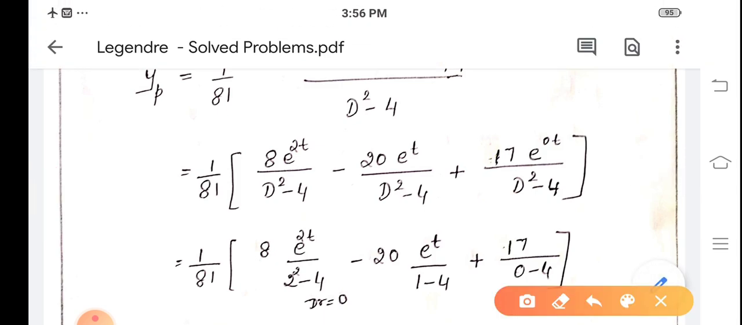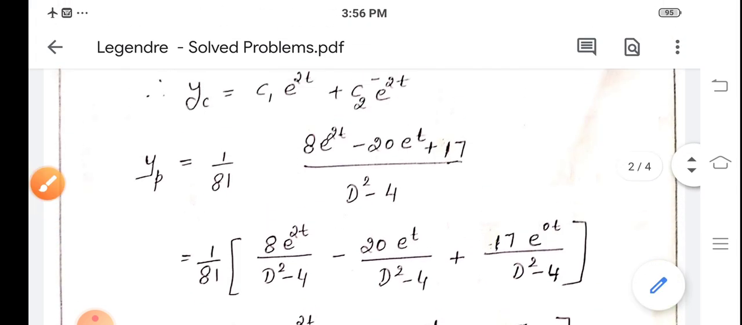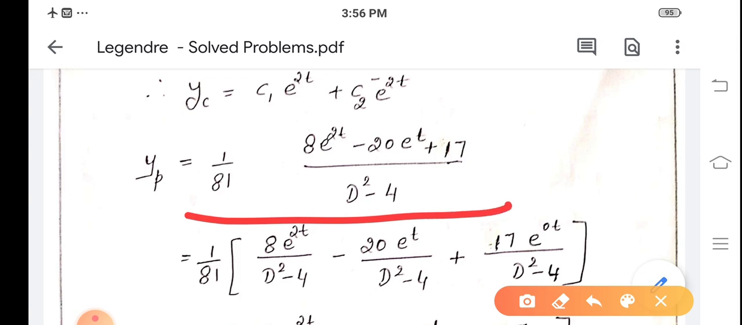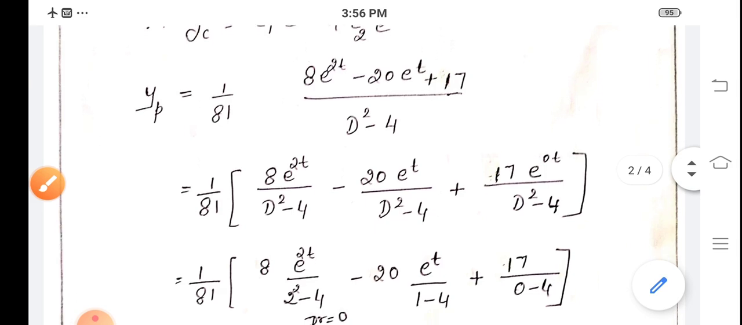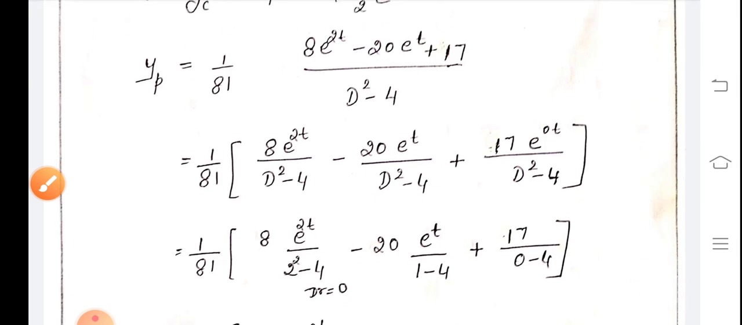That is yp is equal to 1 by 81 into 8 e power 2t minus 20 e power t plus 17, divided by f of d. So f of d is d square minus 4. So in the next step, to find the particular integral, I will split the terms.